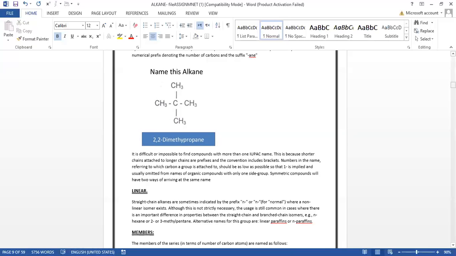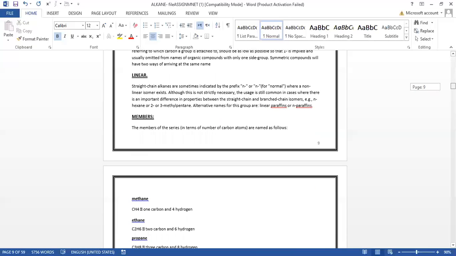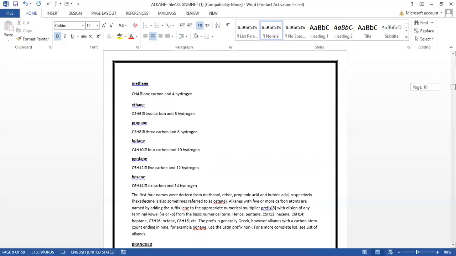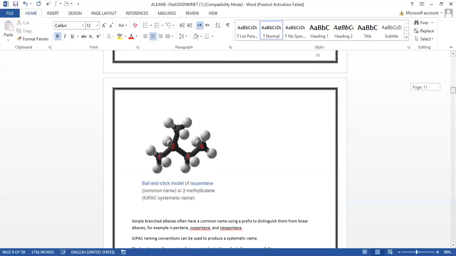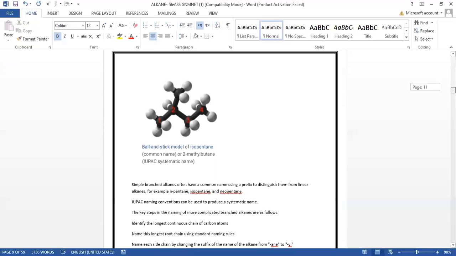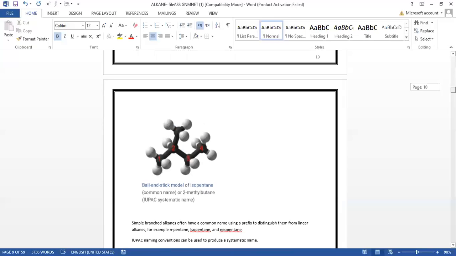As we know, alkanes have linear as well as branched shapes. Both shapes can exist. These are the branched structures of the alkane. We can also call it the ball and stick model of isopentane.